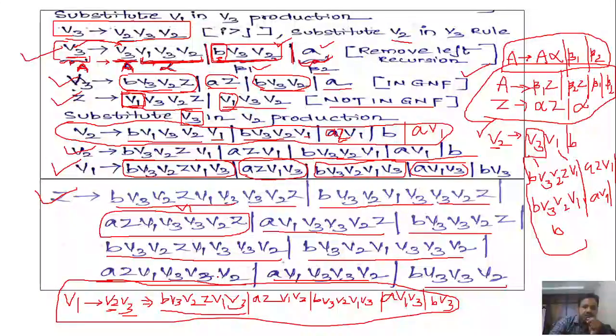What we have to do is bring it into GNF, where you have a production in which a variable denotes a terminal, or a variable denotes a terminal followed by any variables. In that format you have to bring it. If you observe that all the production rules are in GNF, we can stop this conversion process and say that the context-free grammar is successfully converted into GNF.